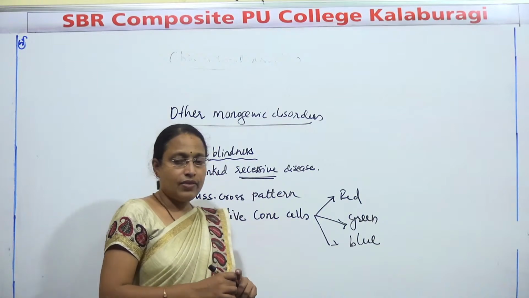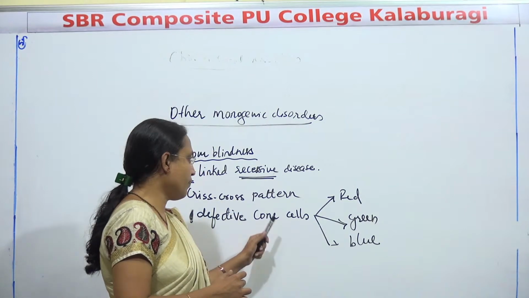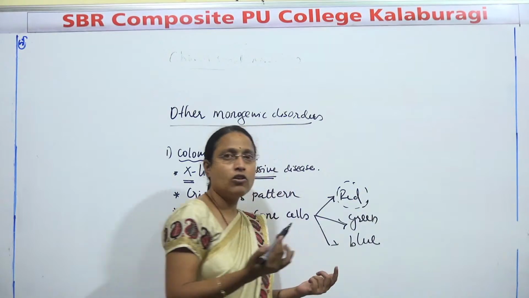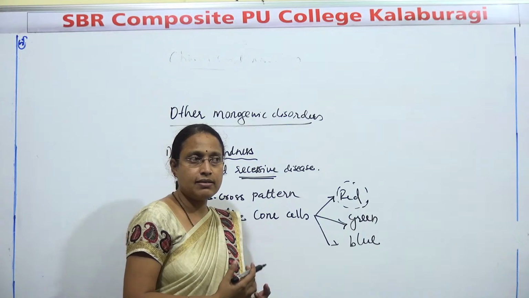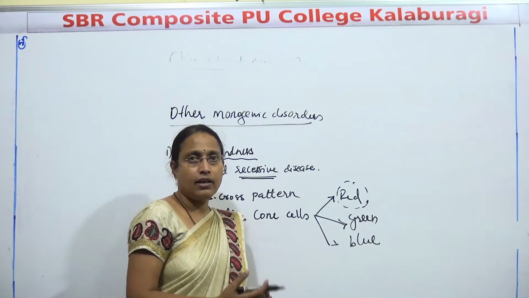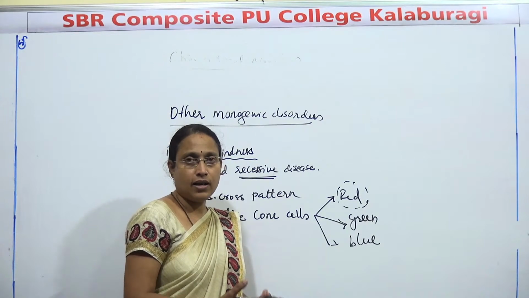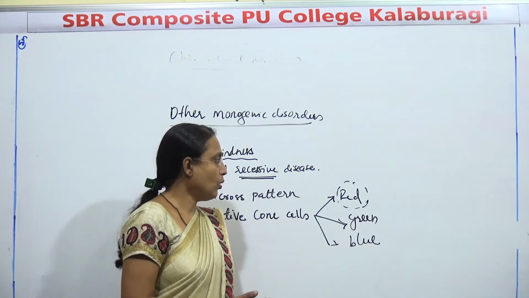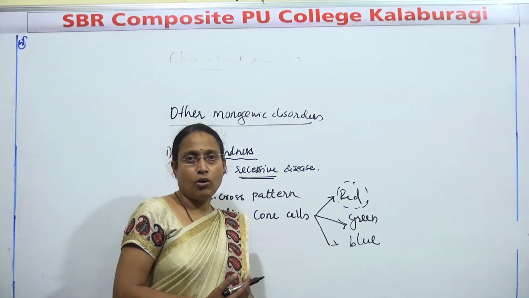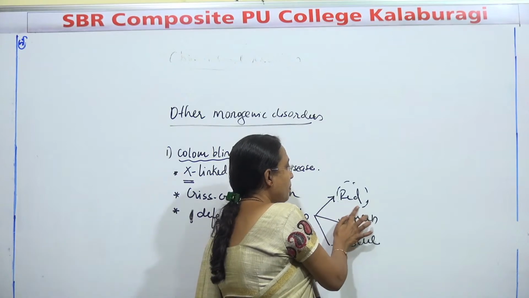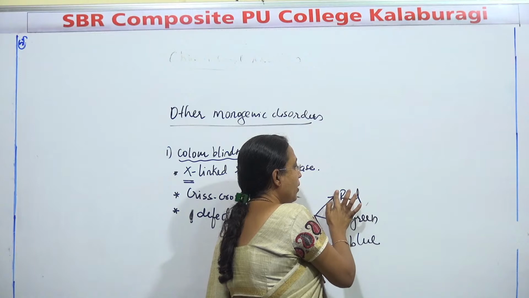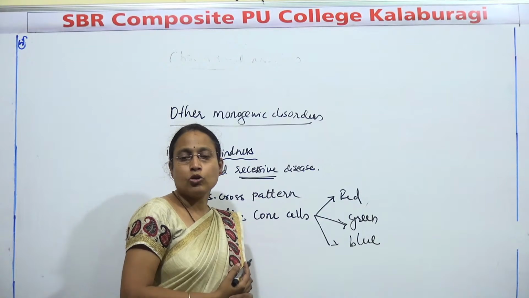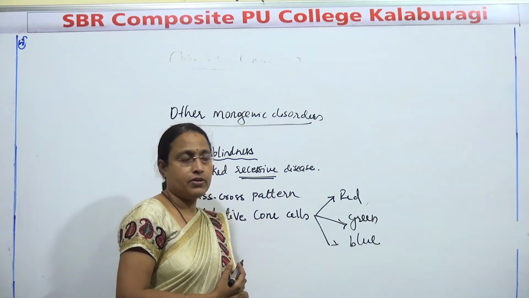Now consider that a person's cone cells which perceive red color are defective. So automatically, what does it indicate? He cannot see red color. Those cone cells that are sensitive to red color are damaged, and therefore that person cannot see red color, but he can see green color as well as blue color. This condition is called protanopia, a type of color blindness where red cannot be observed. So whatever objects are red, like a red apple, the color cannot be perceived.